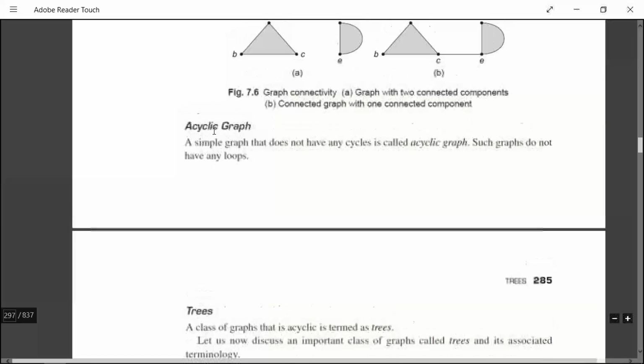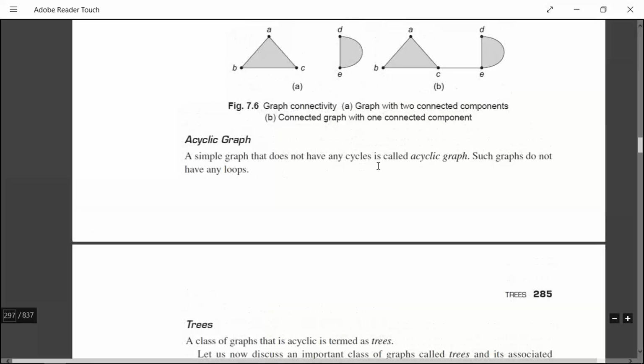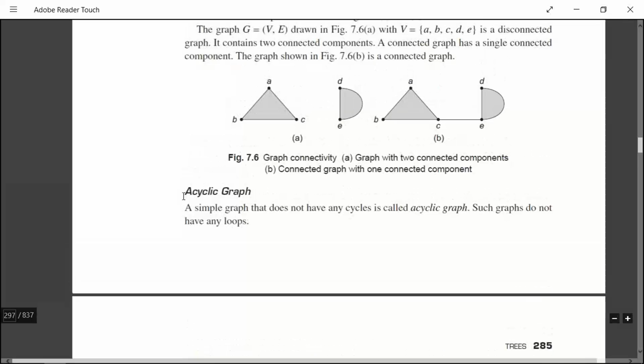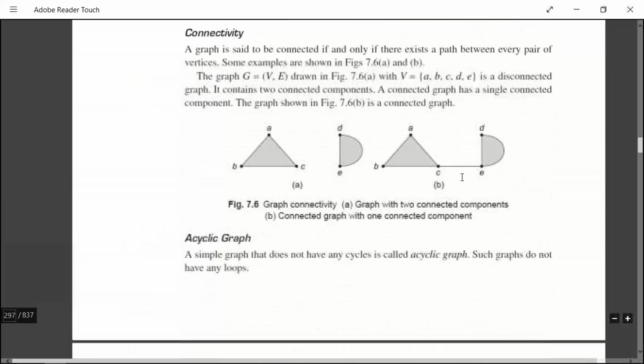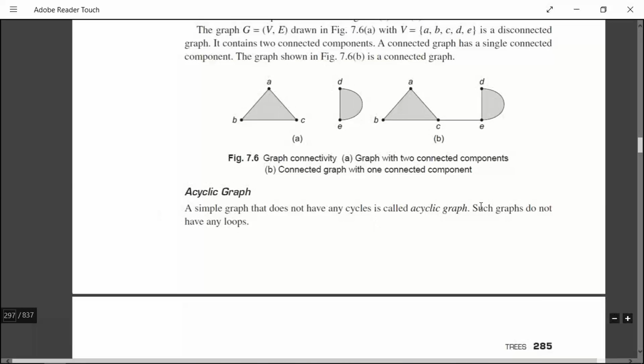Acyclic. So what is acyclic? A simple graph that does not have any cycles is called an acyclic graph. Such graphs do not have any loops. So this is the basic definition for a tree. A simple graph that does not have any cycles. Closed paths like this, this is a cycle, E1, E2, E5. So this is a closed path. There should not be any cycle in that graph. Such a graph is called acyclic. If it doesn't have a loop, then it is called an acyclic graph.